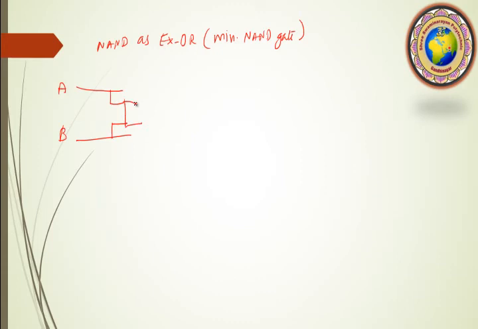So here I will just explain. Our title is NAND as XOR using minimum NAND gates. First of all, just remember we have 2 inputs, A and B. This A and B are both inverted here. So I get A dot B bar. So this A dot B bar I just give here.